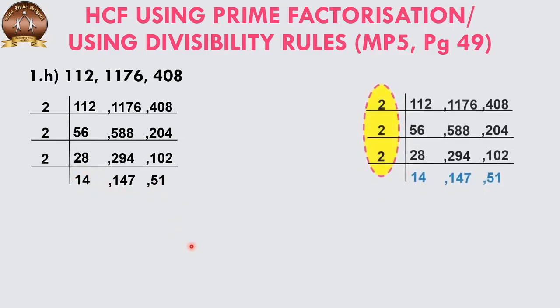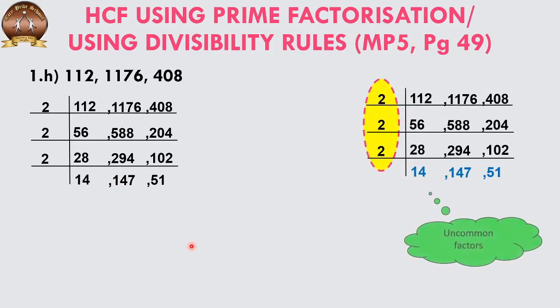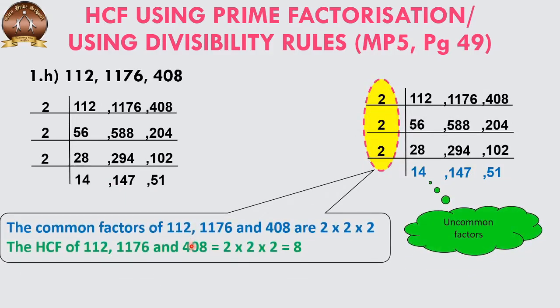Now we are going to multiply the three 2's together to get the HCF. So the common factors of 112, 1176 and 408 are 2, 2 and 2. When they are multiplied together, we get 8, which is the HCF of the three numbers. Here these numbers 14, 147 and 51 have no common factors, so we have written them as uncommon factors.